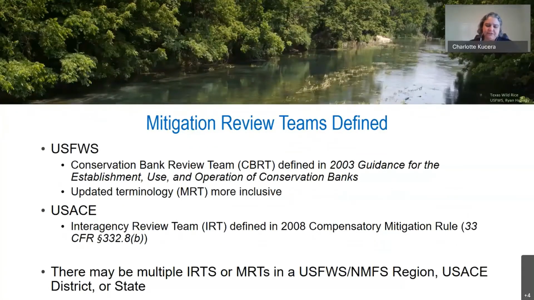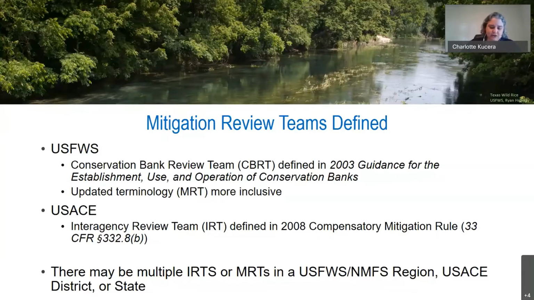For the Fish and Wildlife Service, the term for this team that we would use is found in our 2003 banking guidance, and that term is Conservation Bank Review Team, or CBRT. The definition of a CBRT per our banking guidance is an interagency group of federal, state, tribal, and/or local regulatory and resource agency representatives that are signatories to a bank agreement and oversee the establishment, use, and operation of a conservation bank. For the Army Corps of Engineers, the term for the team is Interagency Review Team, or IRT.